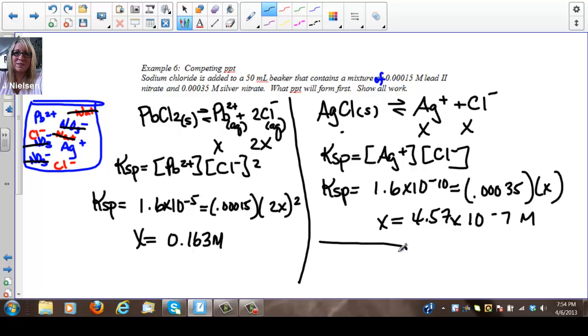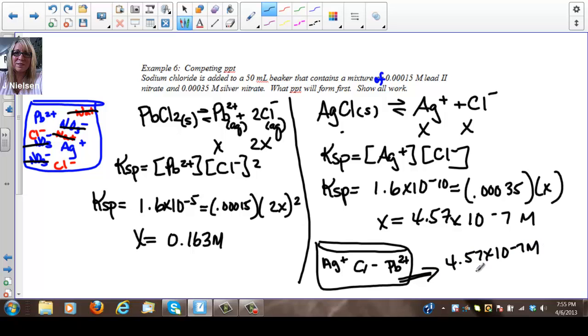So the one that will form first is silver chloride. So you've got Ag+ in here, and you've got Cl-, and you've got Pb2+ in here. When the concentration of this solution is equal to 4.57 times 10 to the minus 7 molar, the AgCl will start to form. The PbCl2 will not start to form until the concentration of the solution in the beaker is 0.163 molar.